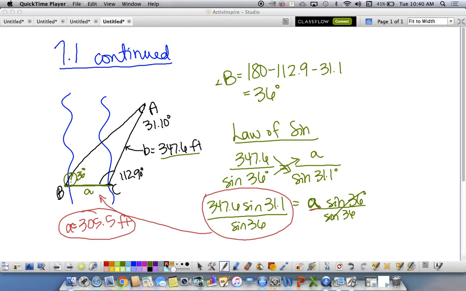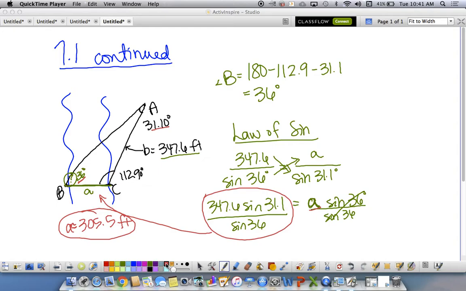Does it make sense that it's less than B? Angle B was 36 degrees. Angle A was 31. It should be a little less. They're similar, but it's a lot less. Side C would be a lot longer. We weren't asked to find that, so we can stop. Okay?